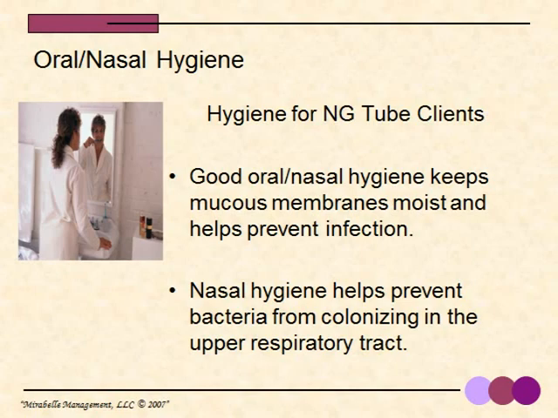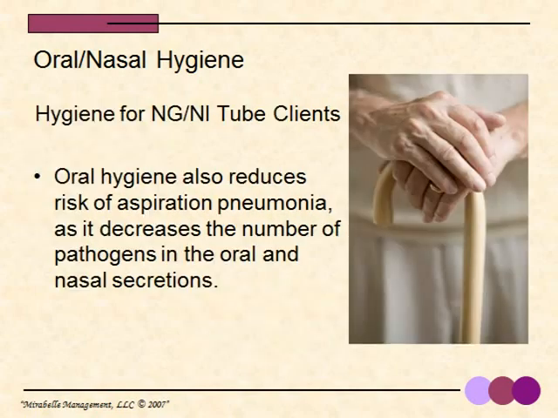The parotid glands are one of the salivary glands of the mouth, and the secretions from the parotid glands help to lubricate food and make it easier to chew and swallow. Good nasal hygiene will help prevent bacteria from colonizing in the upper respiratory tract. Oral hygiene also reduces the risk of aspiration pneumonia, as it decreases the number of pathogens in the oral and the nasal secretions.